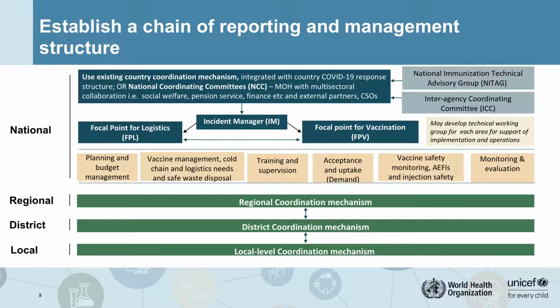Establish a chain of reporting and management structure. Effective deployment of vaccines will depend on the management of the planned activities and processes and the ability of the managers to make rapid decisions at all levels. This graphic is a representation of how this could look at country level and may be adapted as deemed appropriate.